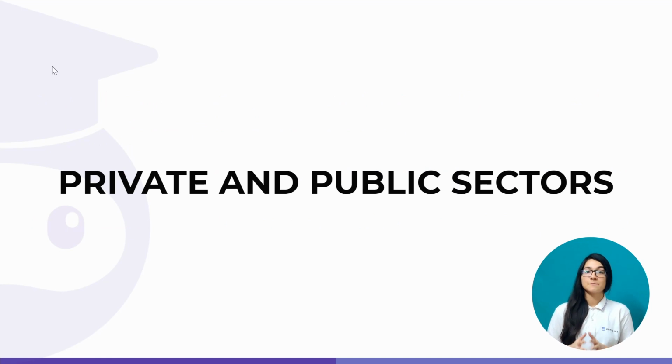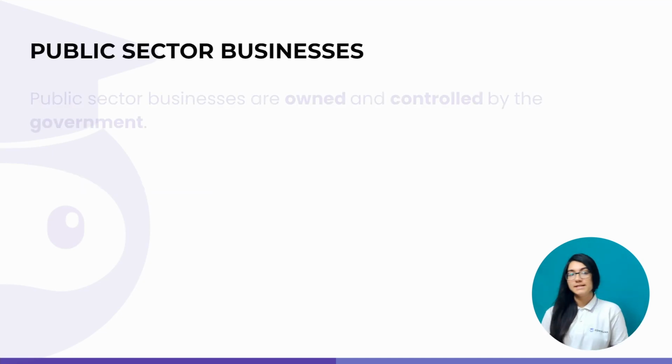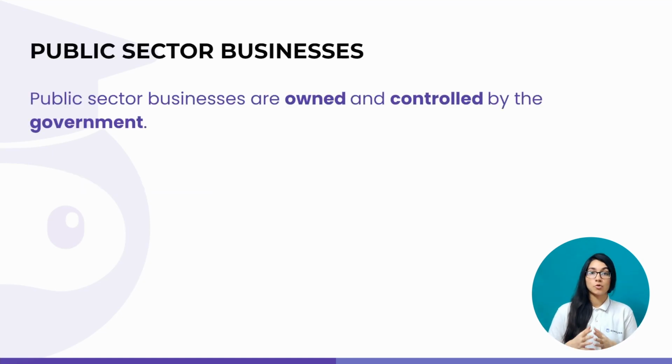Another way in which businesses can be classified is by identifying if they're in the public sector or in the private sector. Public sector businesses are businesses that are owned and controlled by the government. Now let's see the type of products that a public sector business can produce.